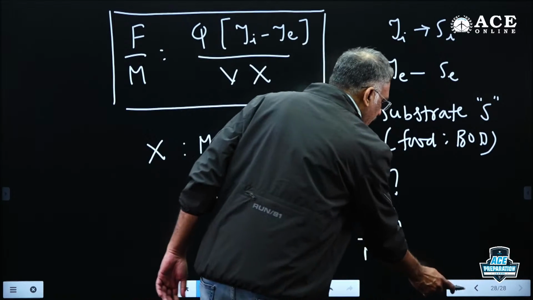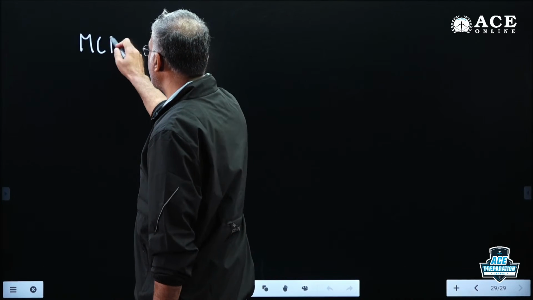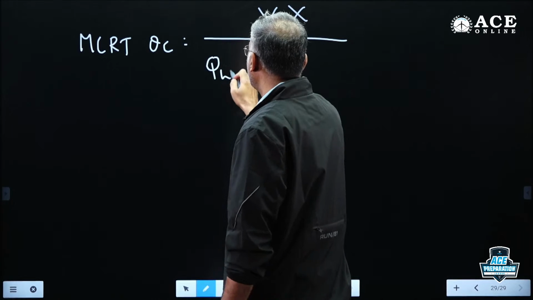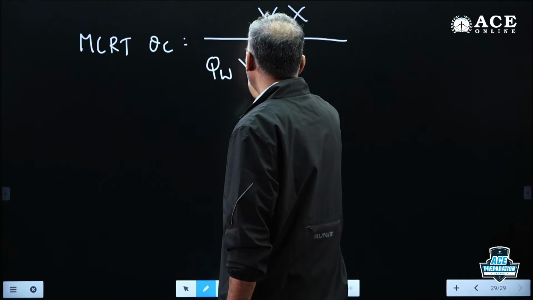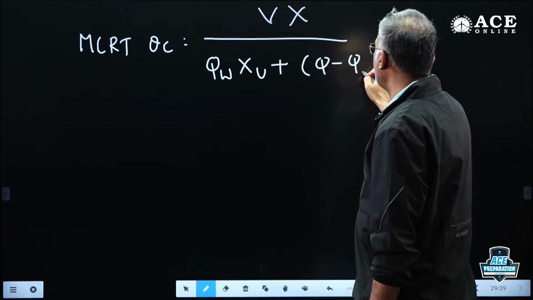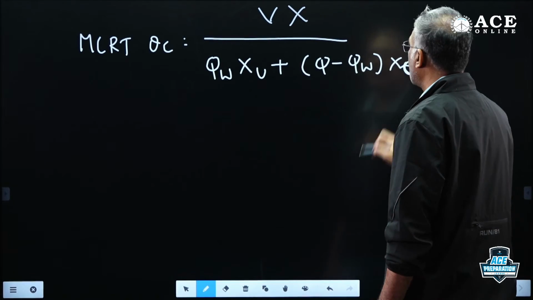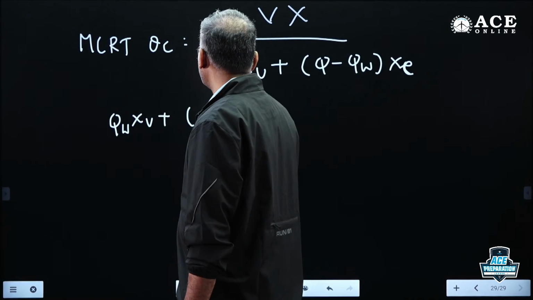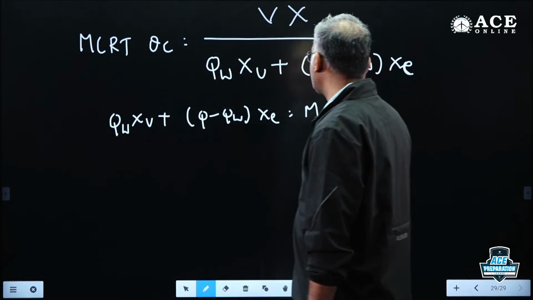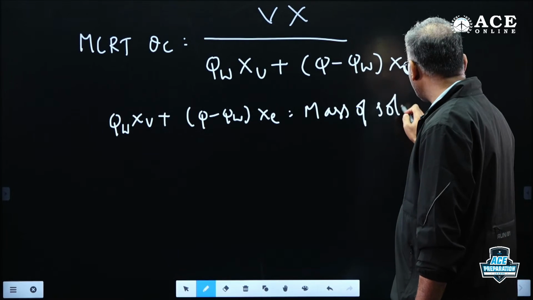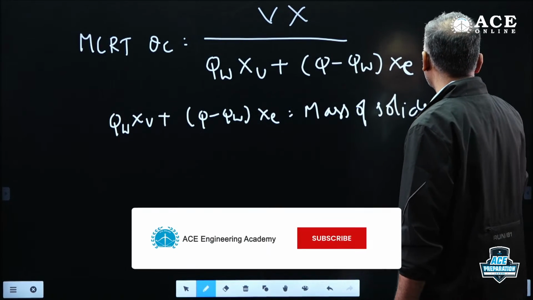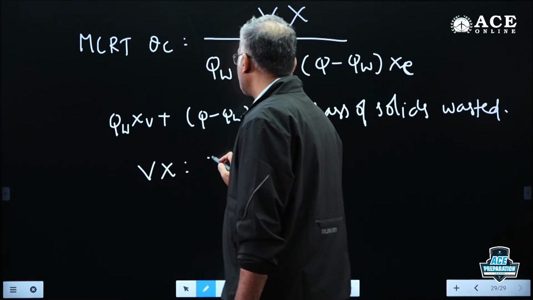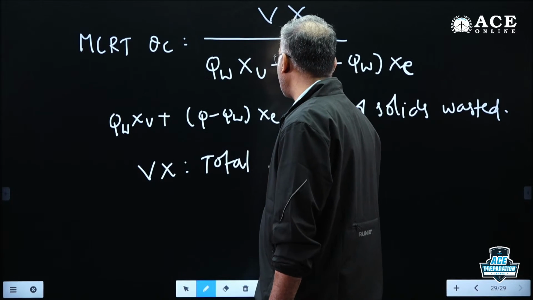Okay, that's one question. Then coming to mean cell residence time, theta C, which is equal to V into X by QW into XU plus Q minus QW into XE. Okay? This QW into XU plus Q minus QW into XE is the mass of solids wasted. Sometimes mass of solids wasted is also asked in the exam. This V into X is the total mass of MLSS in the aeration tank.